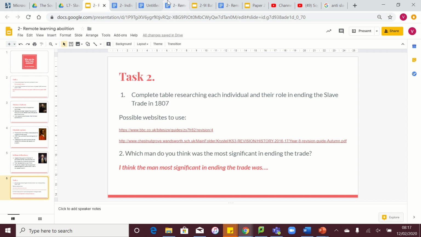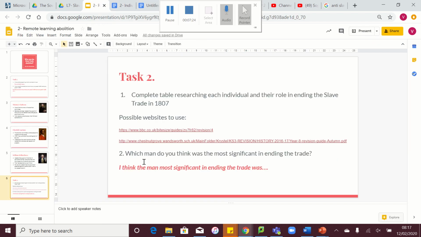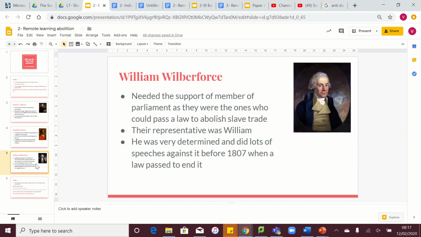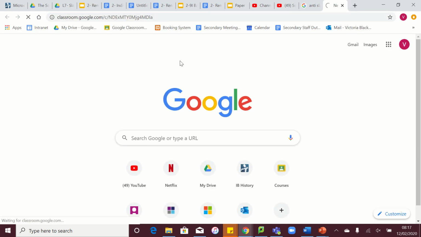And then finally, on your Google document, I would like you to write, which man do you think was most significant in ending the trade? Significant means important. Who was most important in ending the trade out of the 3 men that you have looked at? Once you have done that, it needs to be uploaded onto our classroom.